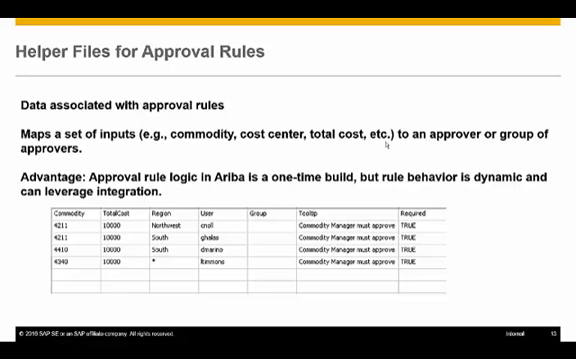Once we get engaged closely with your business folks, we will gather the requirements of how the business approval rules need to be designed, and we will work very closely with you in designing the helper files as well. And we'll also help you understand and think about where the information on the helper file needs to be sourced from.